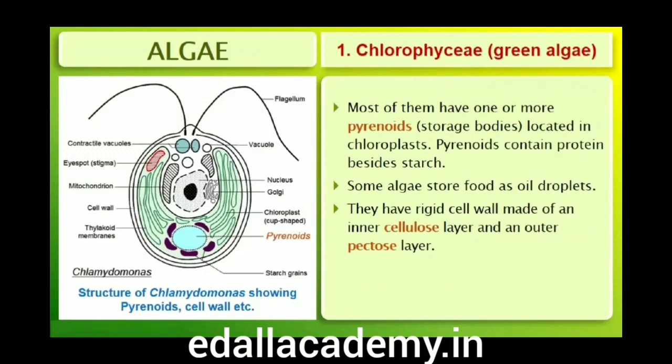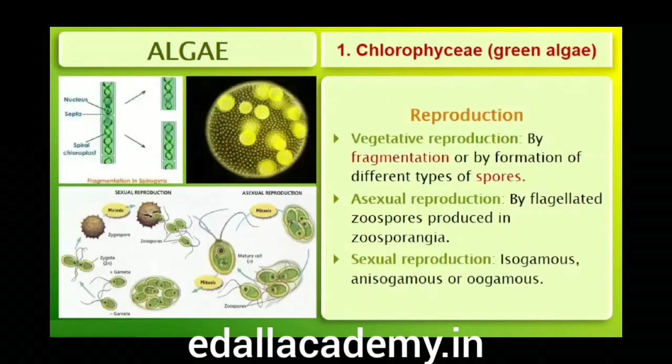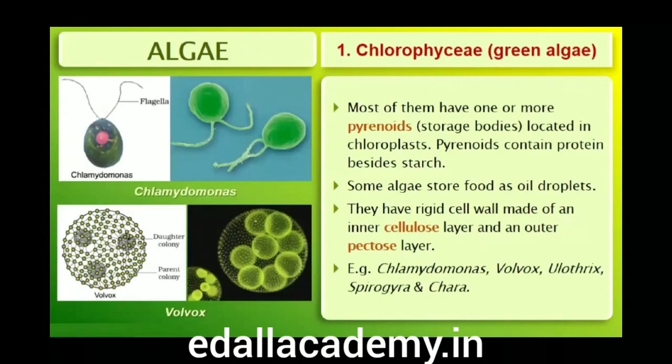Some algae may store food in the form of oil droplets. Green algae usually have a rigid cell wall made of an inner layer of cellulose and an outer layer of pectose. Vegetative reproduction usually takes place by fragmentation or by formation of different types of spores. Asexual reproduction is by flagellated zoospores produced in zoosporangia. The sexual reproduction shows considerable variation in the type and formation of sex cells, and it may be isogamous, anisogamous or oogamous. Some commonly found green algae are Chlamydomonas, Volvox, Ulothrix, Spirogyra and Chara. Figure 3.1a.